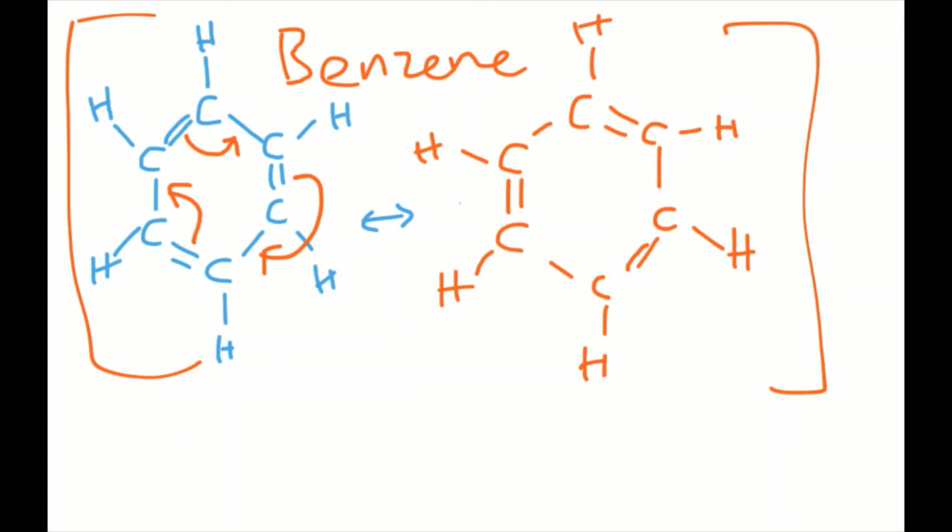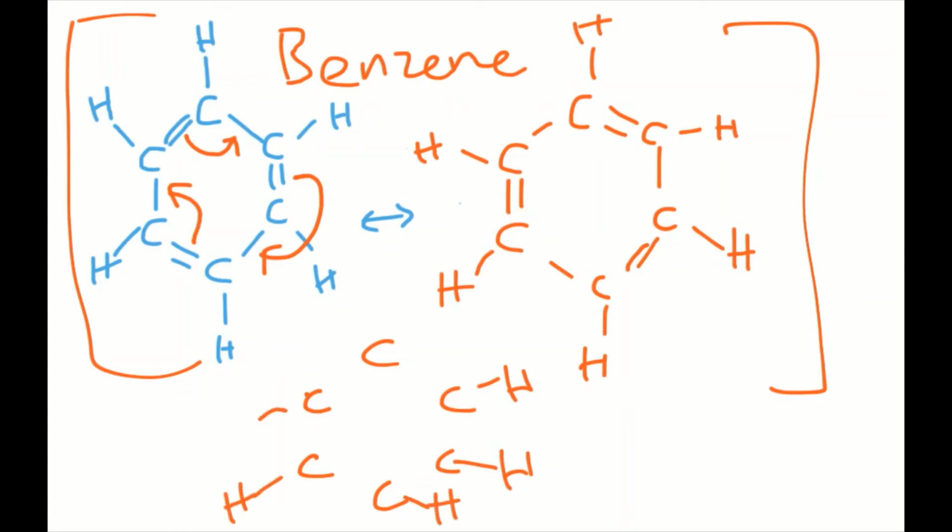So let me draw the resonance hybrid. It might look like this. I'm going to have carbon, carbon, carbon, carbon, carbon, and carbon. And I'm going to have 6 hydrogens attached because that's a constant throughout the entire process. And the single bonds are constant between the carbons, so I'm going to draw those as bolded lines.